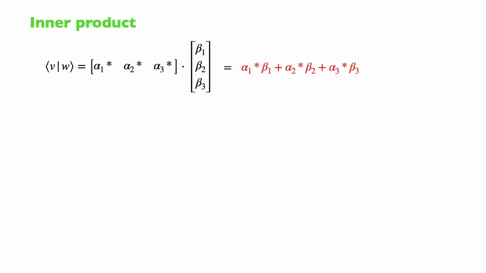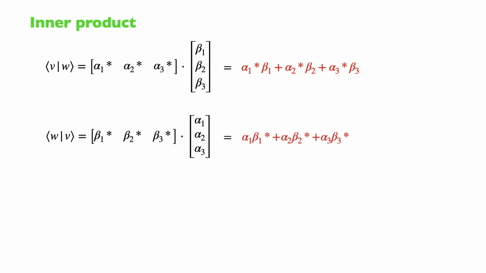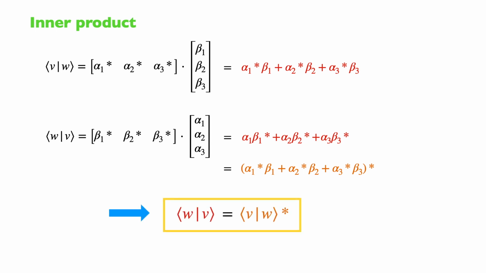This last expression for the inner product allows us to prove an important property. The inner product of state vectors W with V is equal to the complex conjugation of the inner product with the arguments exchanged.